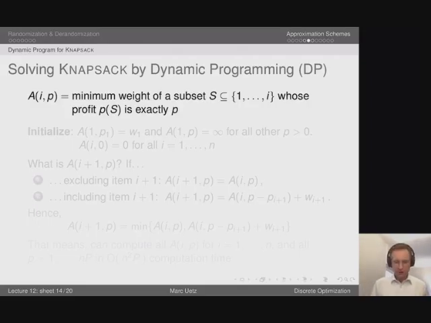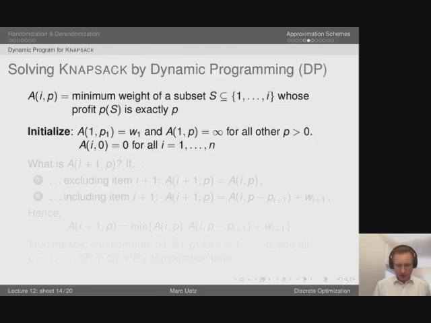Okay, so first of all, one word on how I initialize these columns of the matrix. And the first thing to observe is this. When I look at values A1P, that means I'm allowed to take item number 1 or not. So which profit values can I achieve with only item number 1? I can only achieve profit value P1 of that particular item. And what is the minimum weight to achieve that profit P1? Well, that's the corresponding weight of the item. So in order to fill the first column of this matrix, I set A1P1 equal to the weight of this item number 1, and A1P will be plus infinity everywhere else for all profit values larger than 0 and not equal to the profit of that particular item.